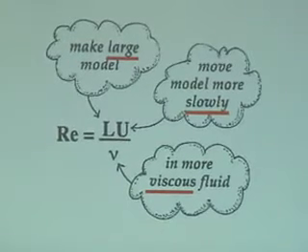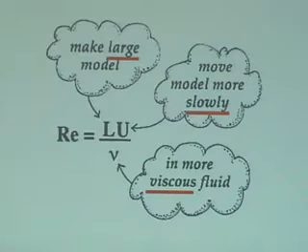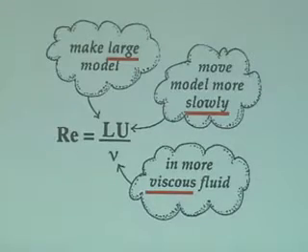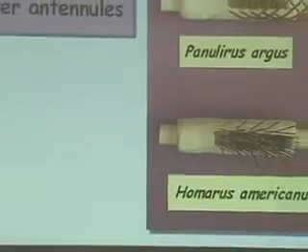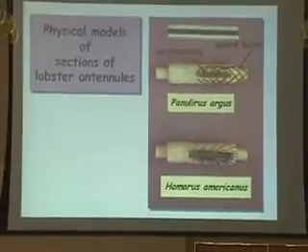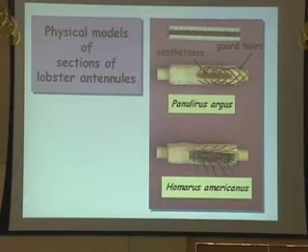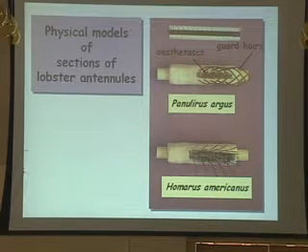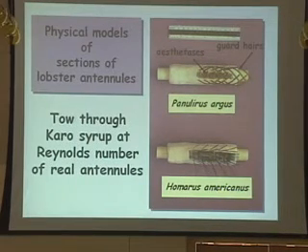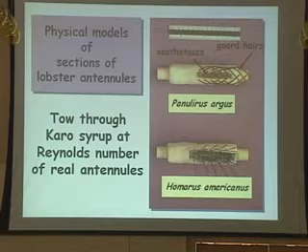And if we move it in some disgusting viscous fluid like corn syrup or mineral oil, then we can have a model that has the same Reynolds number as the real antennule, and we can study the flow around the model. So here are models of sections of the nose of a spiny lobster and a clawed lobster, and we towed these models through a big vat of corn syrup that I have in my lab at the same Reynolds number as the real antennules operate.